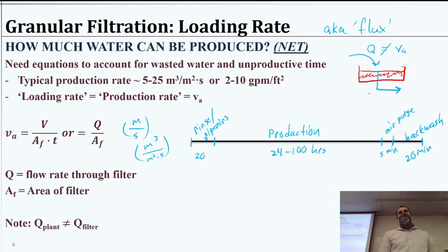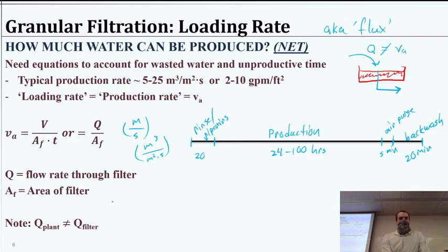So if we know that, and we say we're going to double the filtration area by adding more filters, we're not looking at the flow itself. We know what rate we can load these filters, so then we can calculate the flow rate that we can adjust to. That's a little more complicated than it needed to be, but the point is it's the amount of water we're putting through the filter.